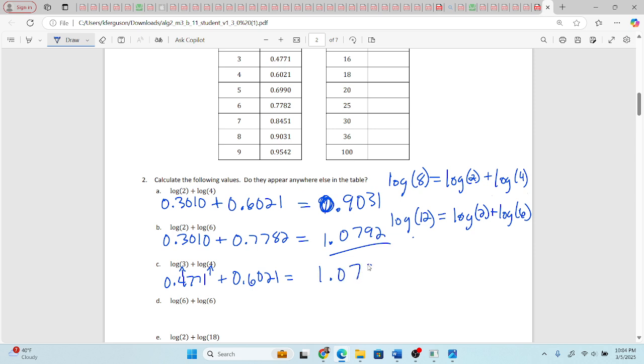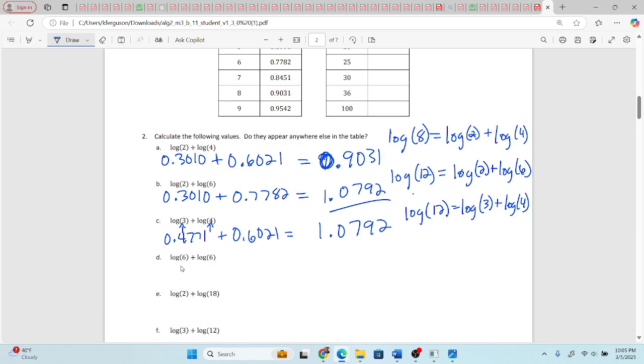Approximately 1.0792. Pretty much. Now I say approximately because it doesn't equal it totally, there's a little rounding. So do you guys see what's going on? That log of 12 is equal to log of 3 plus log of 4. So I'm able to take something and break it up into two factors, and then I separate those two factors and take the log of those values, and I get the same answer.